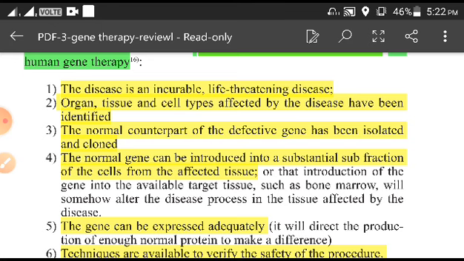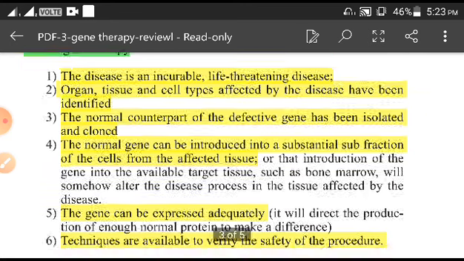The normal gene can be introduced into a substantial subfraction of the cells from the affected tissue. If the normal gene can be introduced into a subfraction of the cells, if that feasibility is available, if the affected tissue is giving you this freedom, then it's possible.